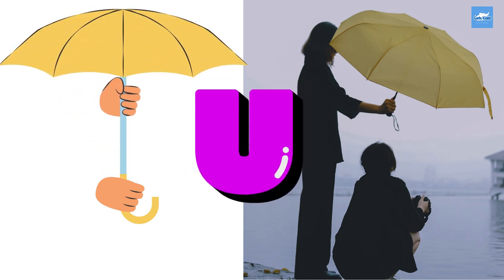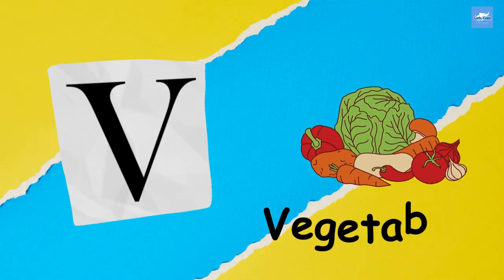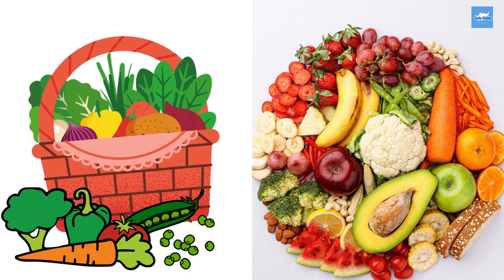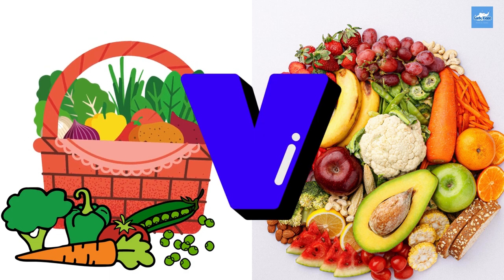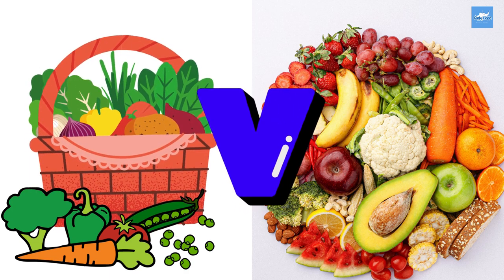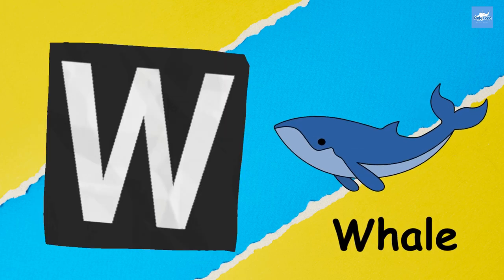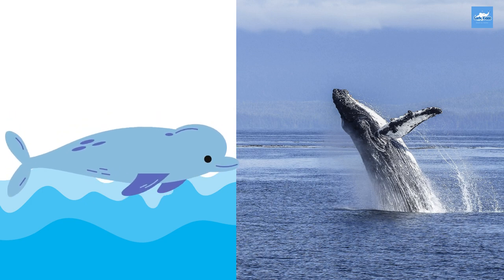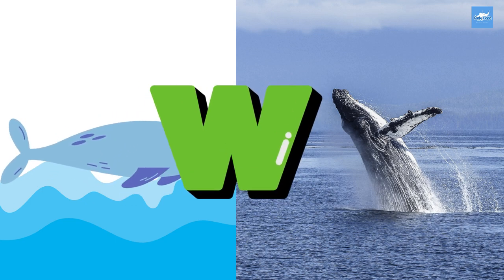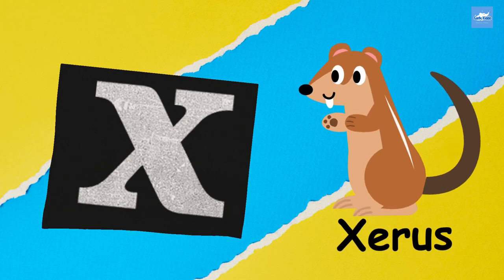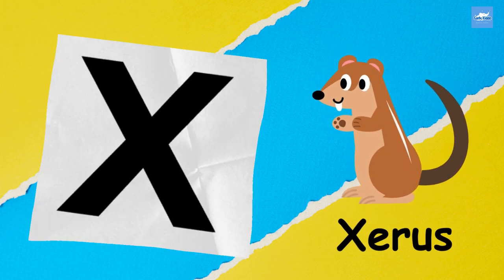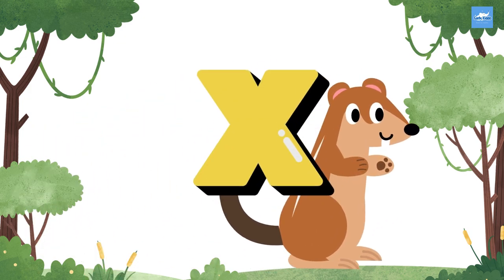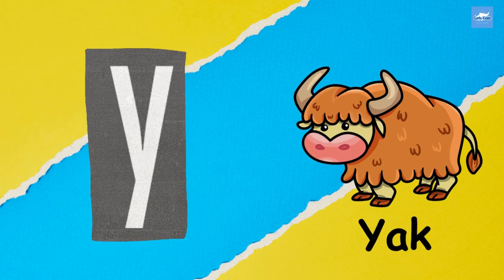Umbrella. U. Umbrella. V is for vegetables. Vegetables. V. Vegetables. W is for whale. Whale. W. Whale. X is for xerox. Xerox. X. Xerox. Y is for yak.